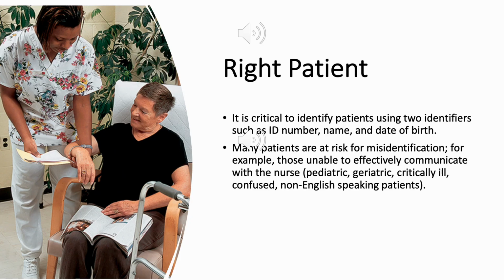The right patient. It is critical to identify patients using 2 identifiers such as an ID number, name, and date of birth. The best way to identify a patient is to ask the patient their name and date of birth. Many patients are at risk for misidentification. For example, those unable to effectively communicate with the nurse, pediatric, geriatric, critically ill, confused, and non-English speaking patients.